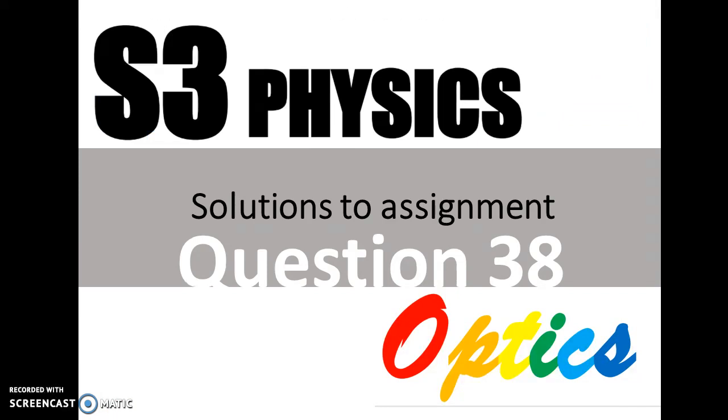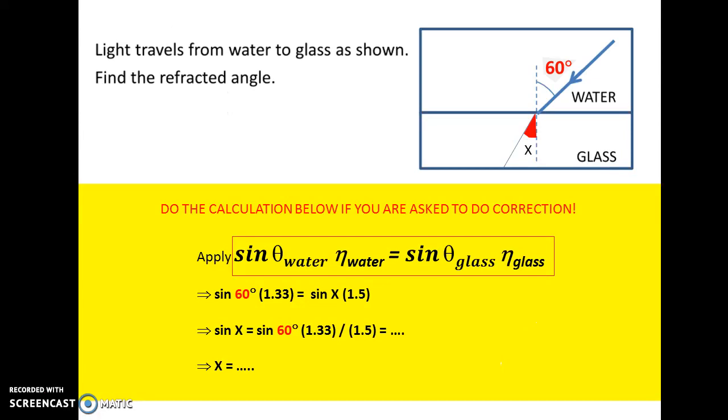Question 38. This question you may apply the equation directly. There's no layer of air, but there is only water and glass. And so we apply the equation like eta of water times sine the angle in water equals eta of glass multiplied with sine the angle of glass. So remember to use your calculator to find the answer for the angle x for your corrections.